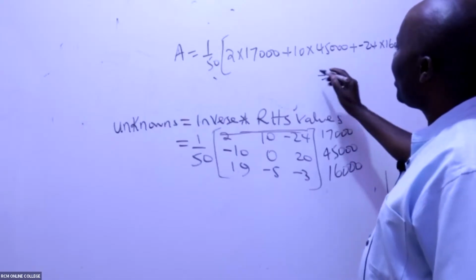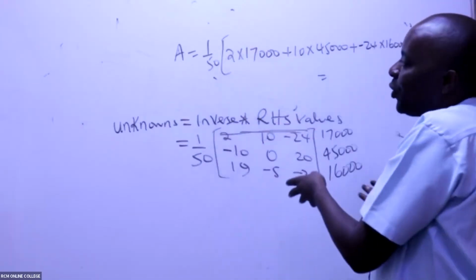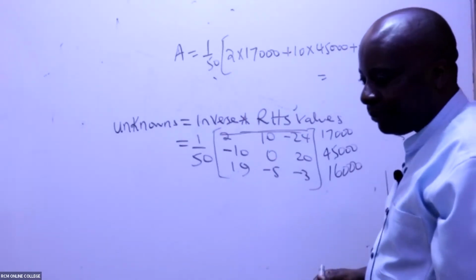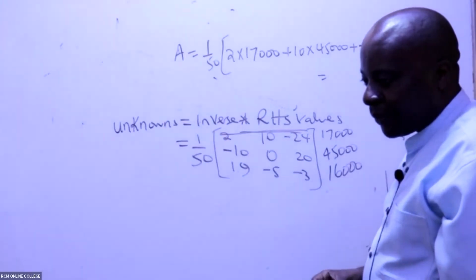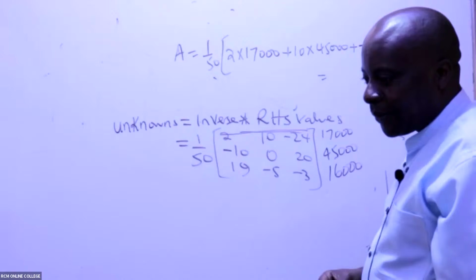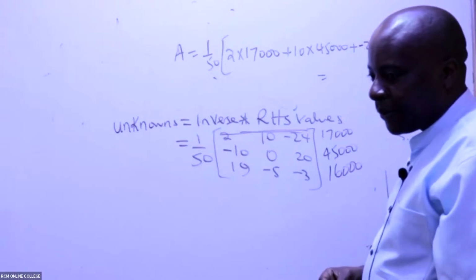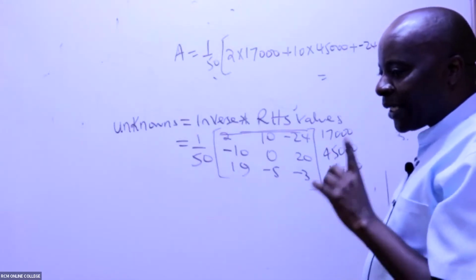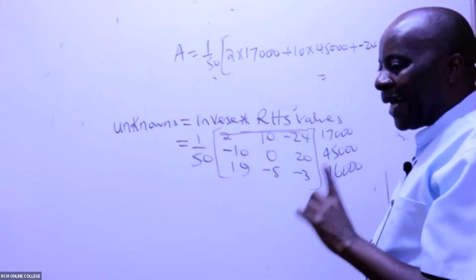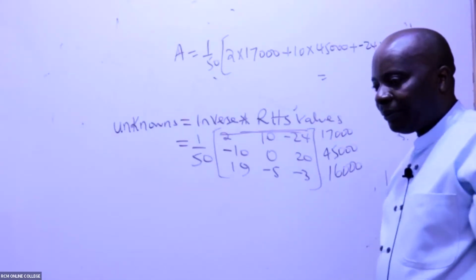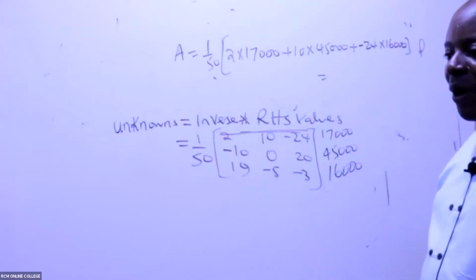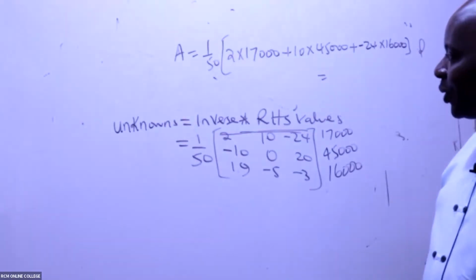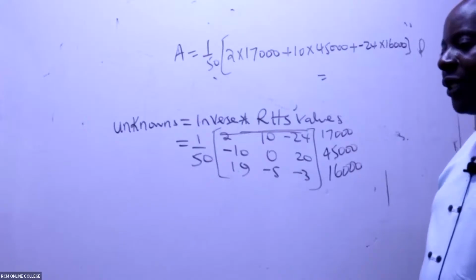Could you kindly first get what's inside the brackets, and then whatever you get, divide by 50. What answer do we have? Unless we missed out a sign somewhere, we must get the same answers we got using the other method. Always, always.